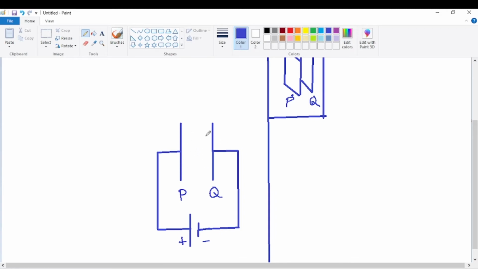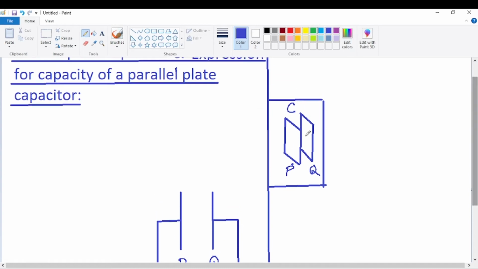Now, if this pair of conductors are exactly identical rectangular plates, or they can even be circular plates, the thing is they should be exactly identical and they should also be parallel to each other. Like in this three-dimensional diagram, it's easier to understand the real situation, but for the actual scientific theory, this simple two-dimensional line diagram is sufficient for understanding.